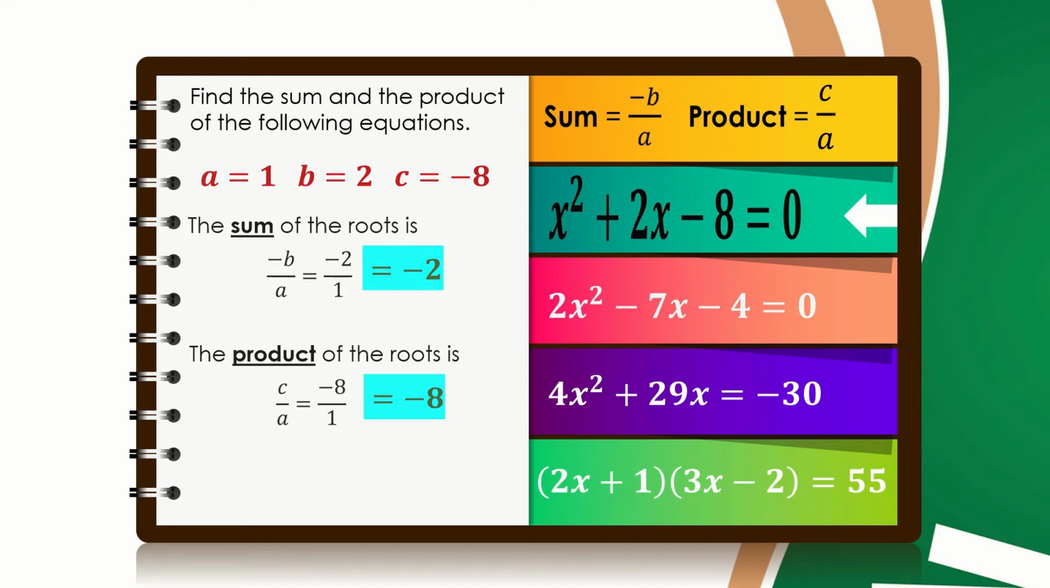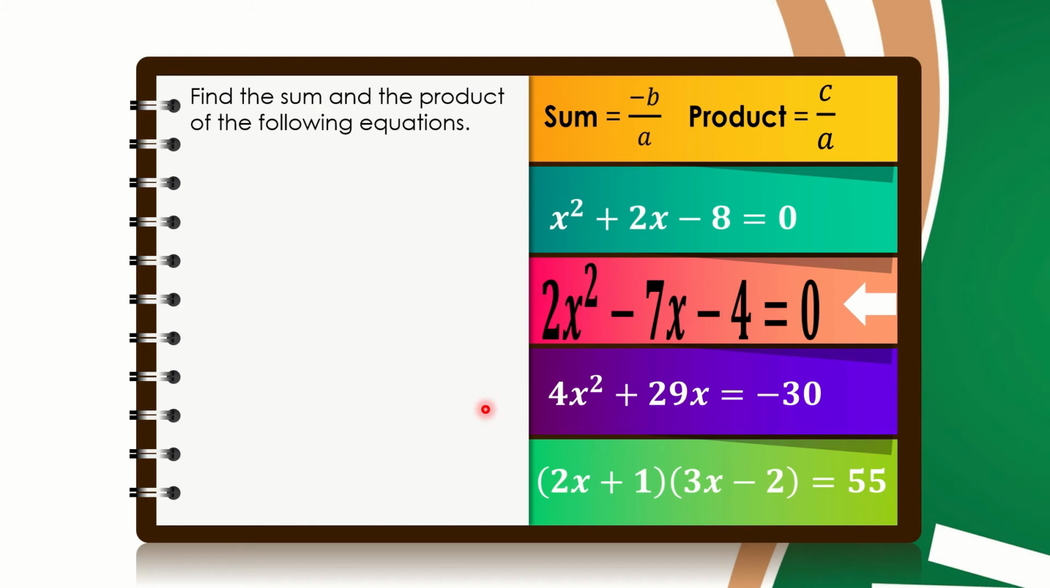So let us have example number 2. Given 2x squared minus 7x minus 4 is equal to 0. Again, this one is already written in standard form. So just simply identify the values of a, b, and c. So we have positive 2, negative 7, and negative 4.